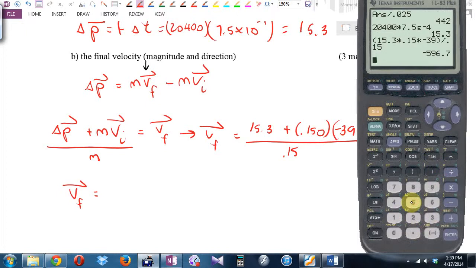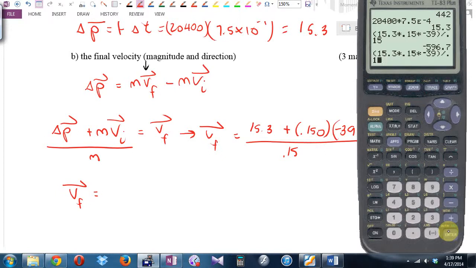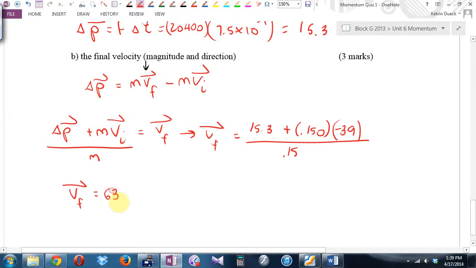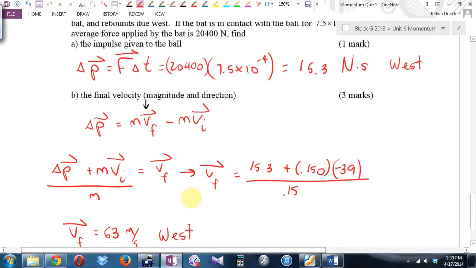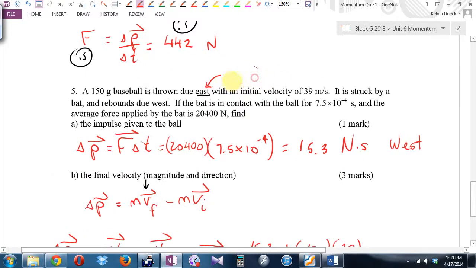Uh-oh. I did times instead of plus, Mr. Dueck. Let's try that again. Okay. It heads west at 63, not something else. Now, the other thing, I'm going to write this down, 63 meters per second west.